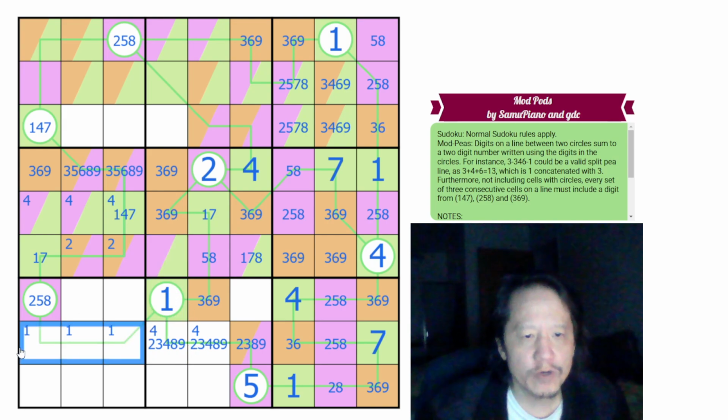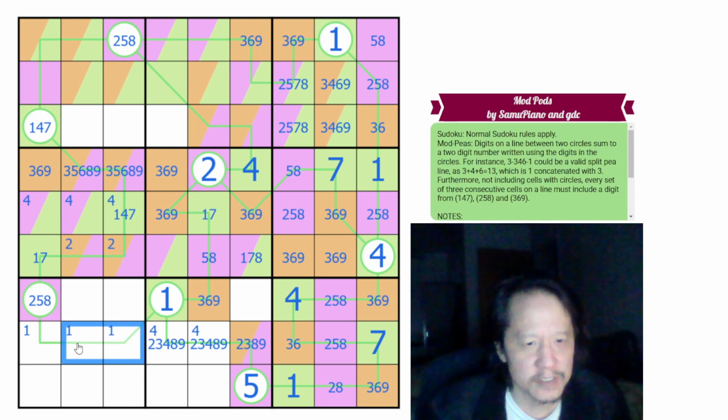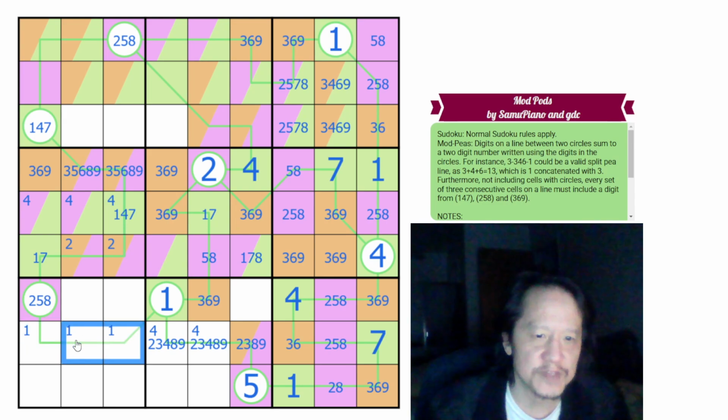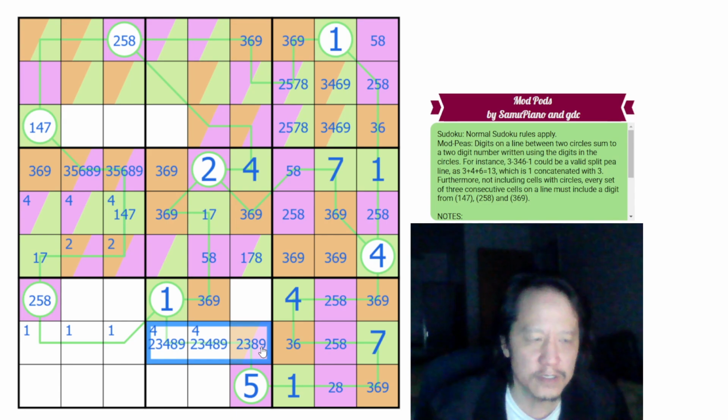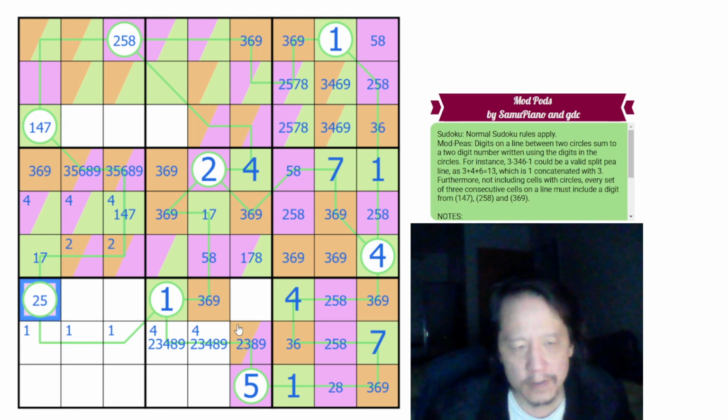This is either 12, 15, or 18. There's no 4. It can never be 18 because this is 1. Actually, wait, it could be... No, it cannot be 8 and 9 because if this is 8 and 9, that eliminates all possibilities here. Right. So this cannot be 18. It has to be 12 or 15.